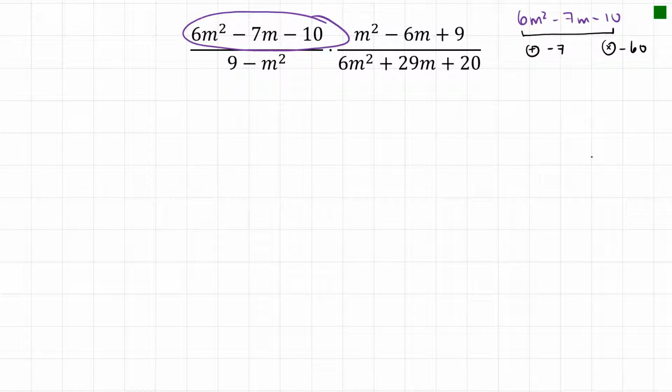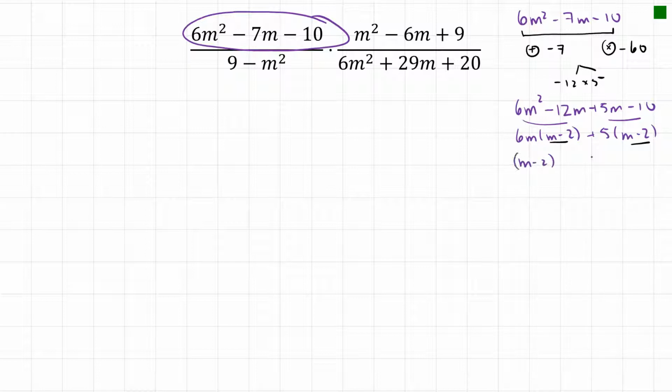It might take a little bit of time, but with a little bit of trial and error, the answer is negative 12 times 5. So that means that I can break the negative 7 apart into negative 12m plus 5m minus 10, and then common factor the two pairs here. Taking out the 6m first, I'm left with m minus 2. Taking out a 5 out of the second pair, again m minus 2, and then common factoring these two, I'm left with m minus 2 times 6m plus 5.